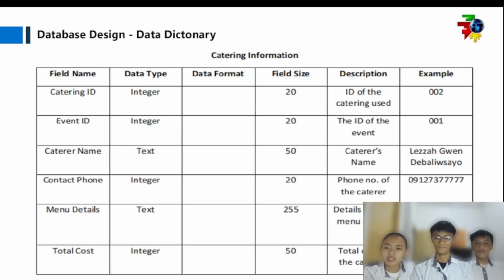For the catering information, catering ID and event ID have both data type of integer and a field size of 20. For the caterer name, we have a data type of text and a field size of 50. For the contact phone, we have the data type of integer and a field size of 20. For the menu details, we have a data type of text and a field size of 255. And the total cost, we have the data type of integer and a field size of 50.